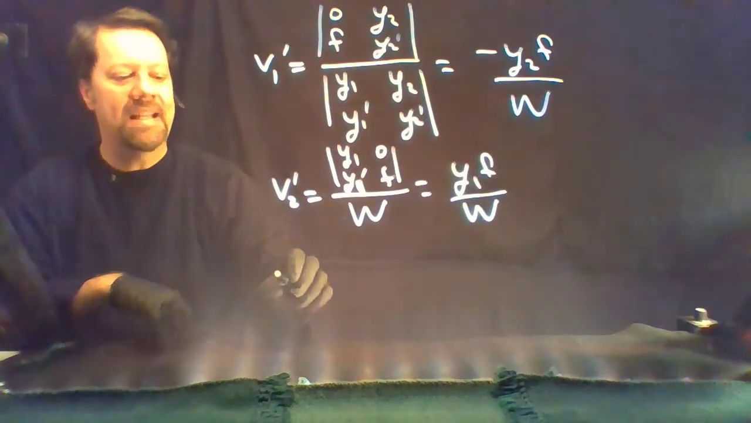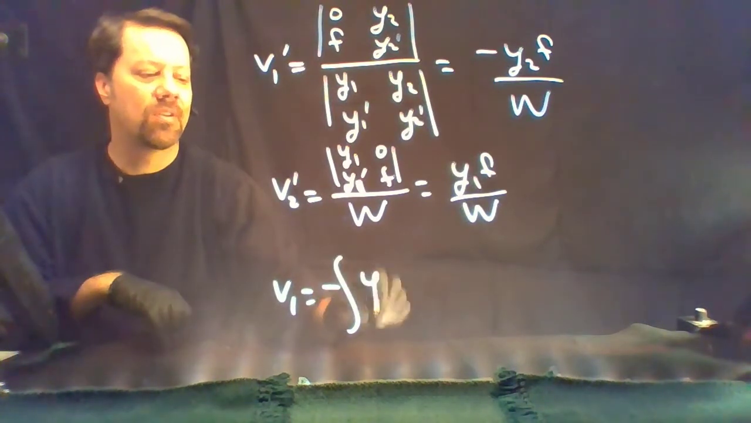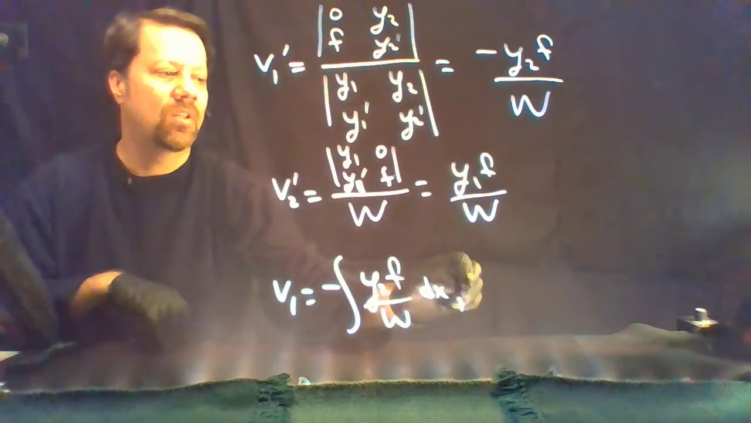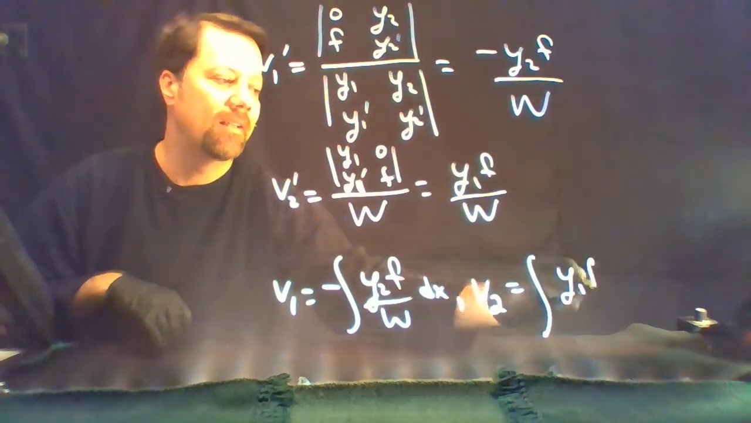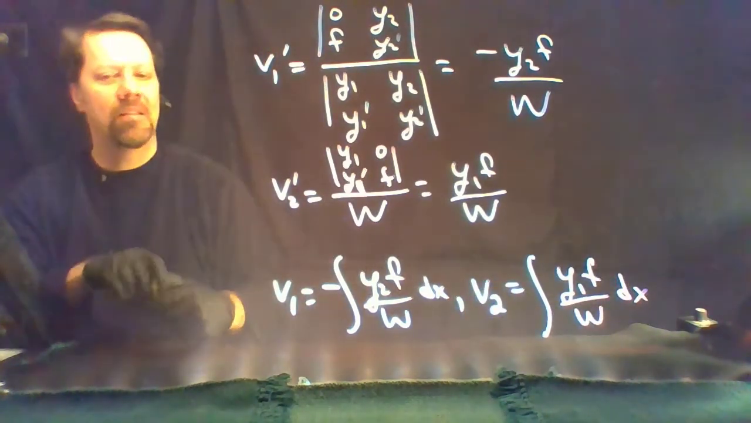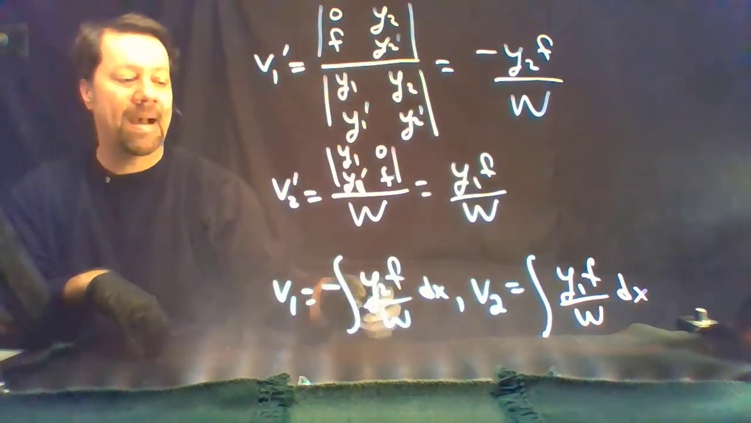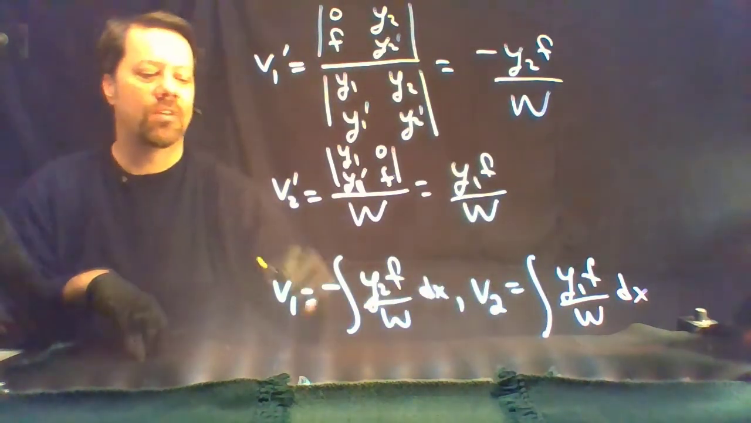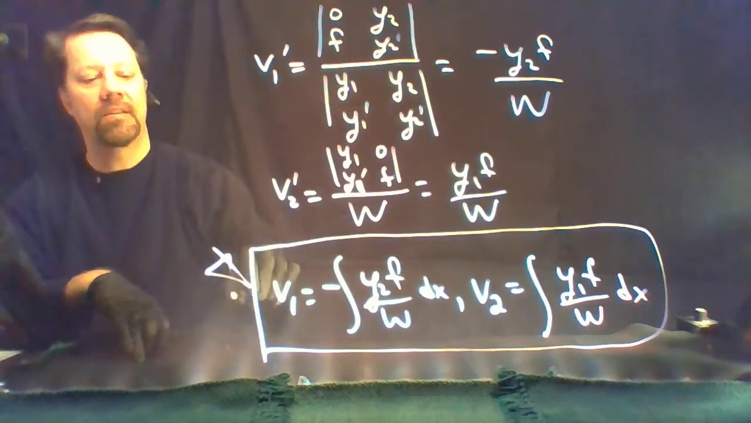It follows immediately that v1 is the integral of minus y2f over the Wronskian dx, whereas v2 is the integral of y1f over the Wronskian dx. Make special note that on v1 you use minus y2, and on v2 it's positive y1. I want you to memorize these formulas.